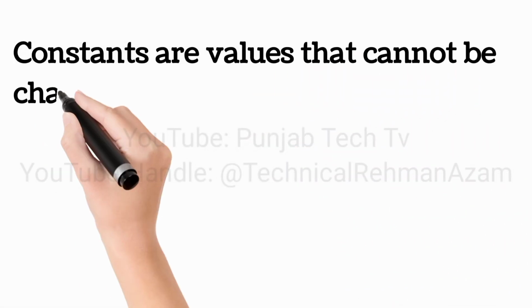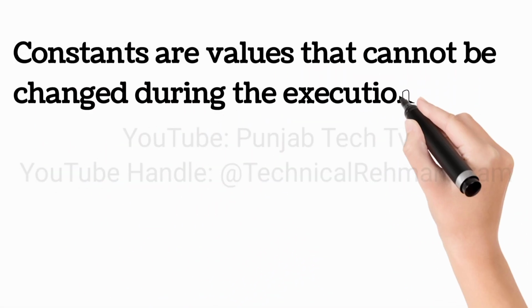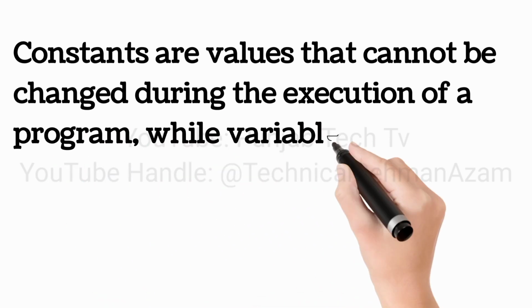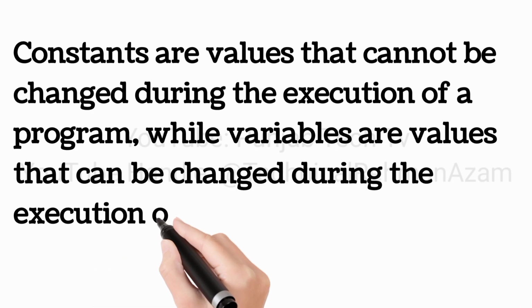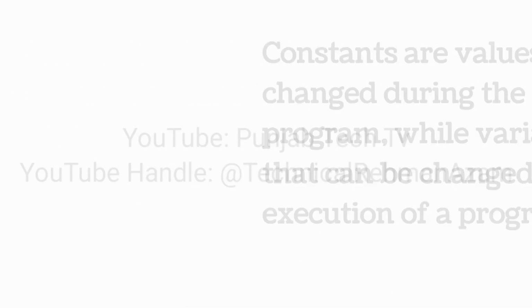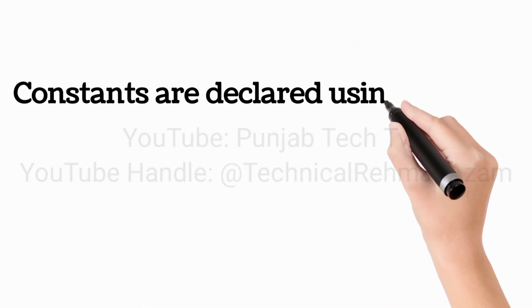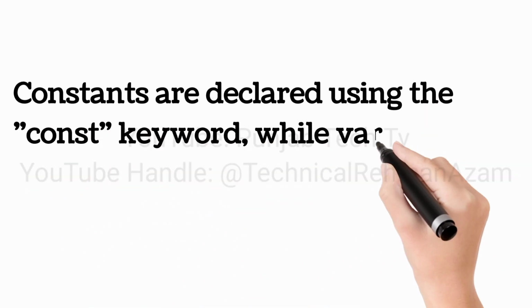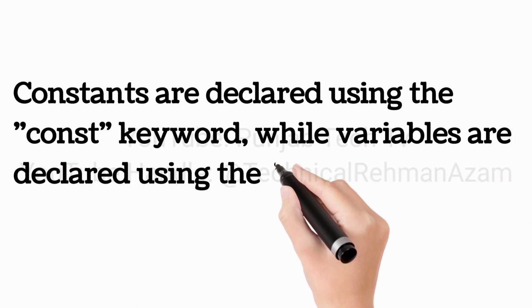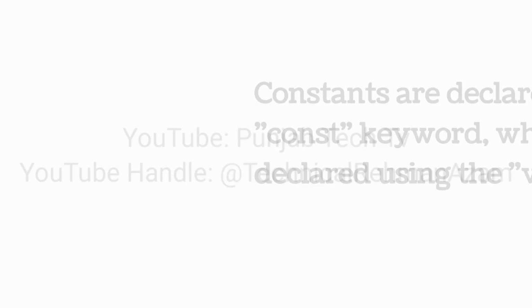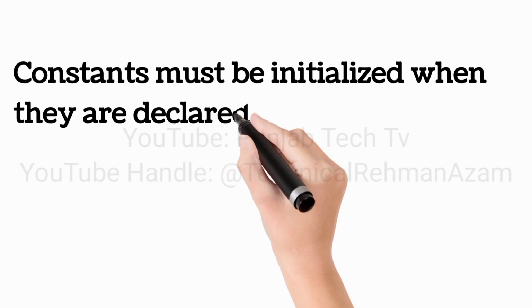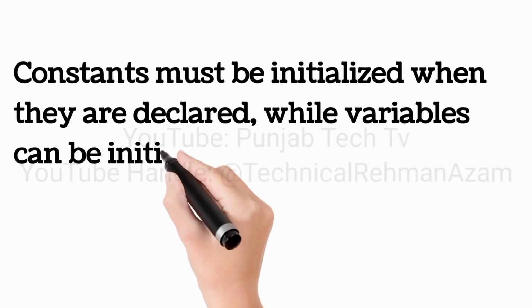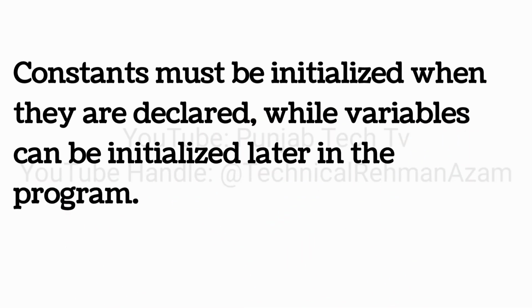Constants are values that cannot be changed during the execution of a program, while variables are values that can be changed during the execution of a program. Constants are declared using the const keyword, while variables are declared using the var keyword. Constants must be initialized when they are declared, while variables can be initialized later in the program.